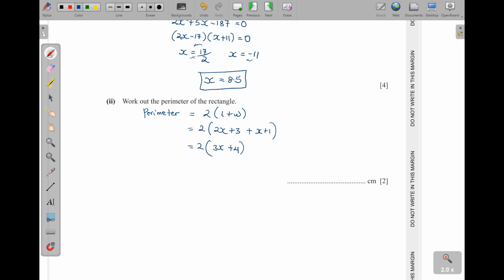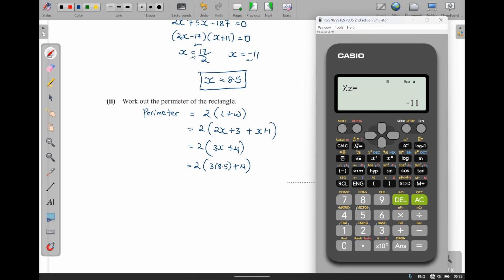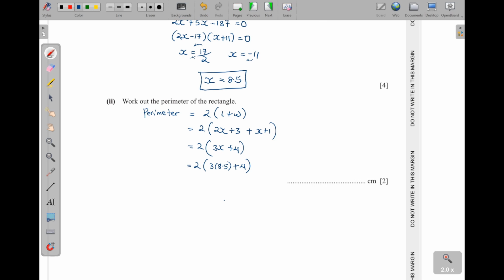Now you can bring your x, which you got 3 times 8.5, then plus the 4 here. Then get the calculator. Put 1. So we shall have twice of this will be 4 plus, then 3 times 8.5. So this one will give us 59. So that will be our answer, 59.